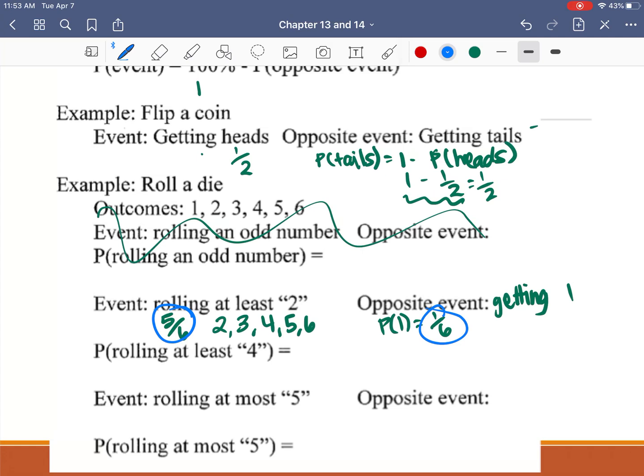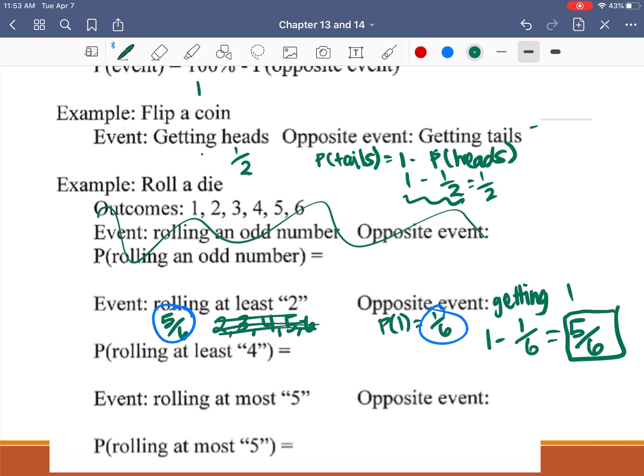Notice 5 out of 6 and 1 out of 6 does add up to 100%. So another way to do this, rather than writing out the possibilities and counting how many there are, you can just say, well, what's the opposite of that? Getting 1, there's only 1 option out of 6 total. So if I do 1 minus that, that will give me the opposite events. That will give me the 5 out of 6 other options that I'm looking at.